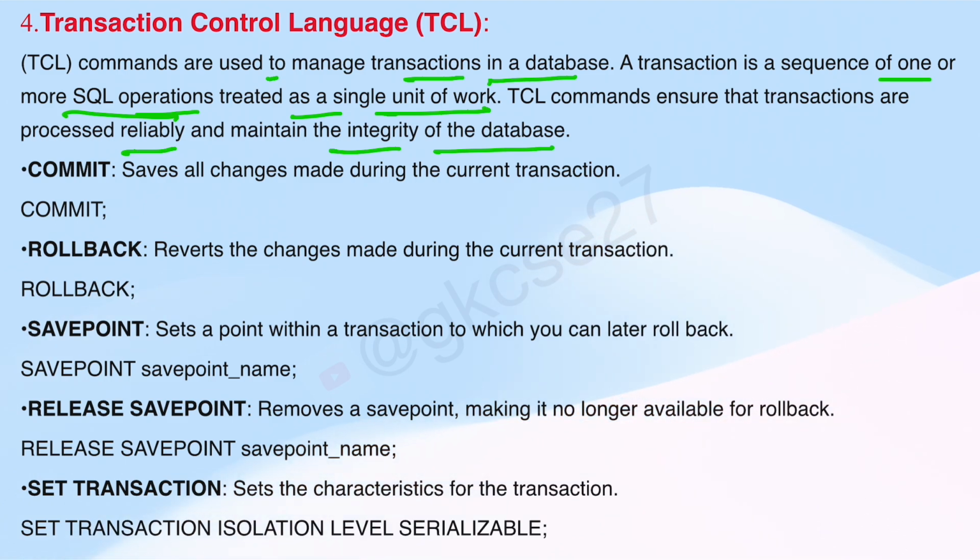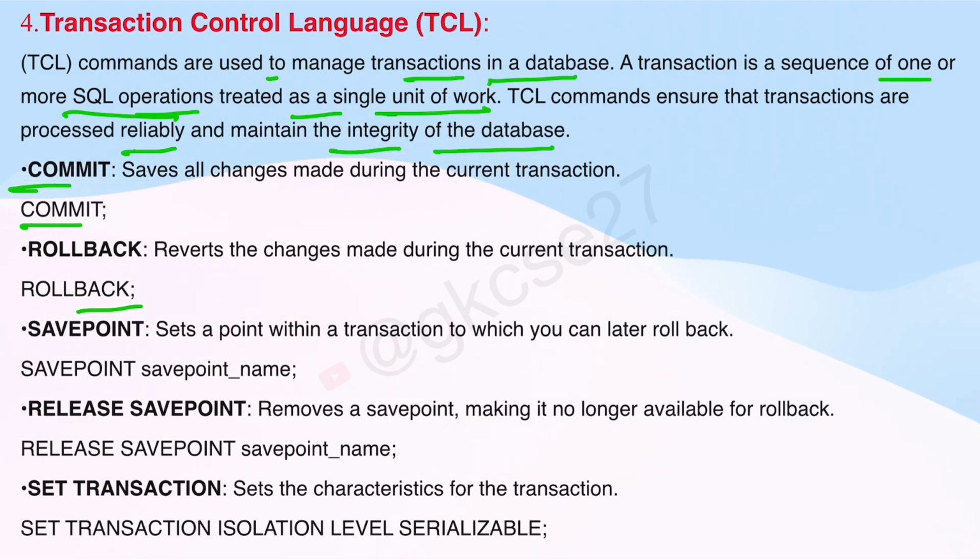In transactions, as we also know, commit. Commit is used for saving all the changes after the transaction has happened. So the first command is commit. Rollback: if we want to reverse the changes in a transaction, then rollback is used. That means it will again what? Undo some transaction changes.